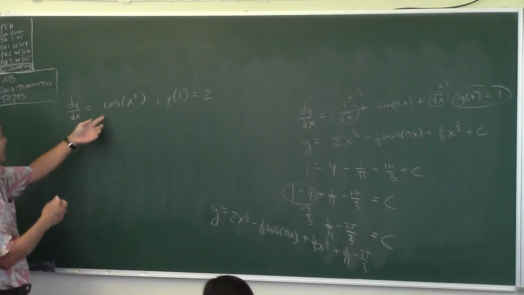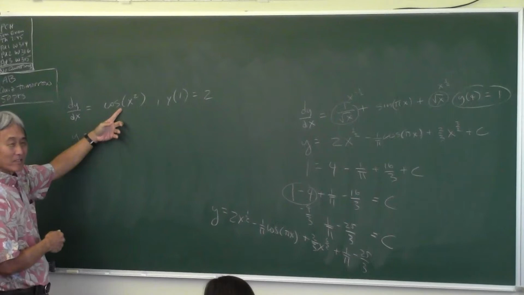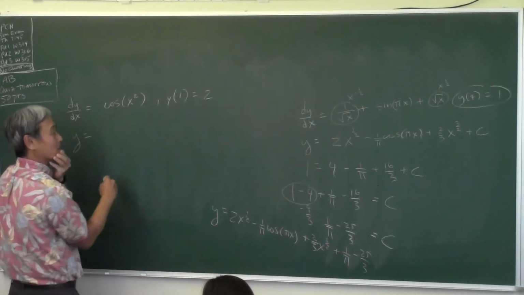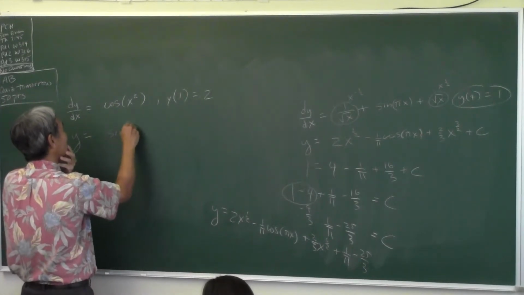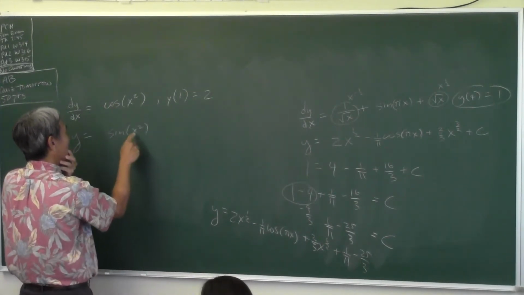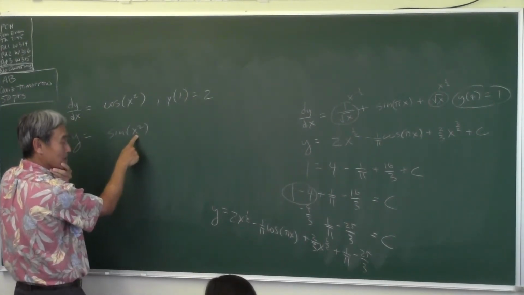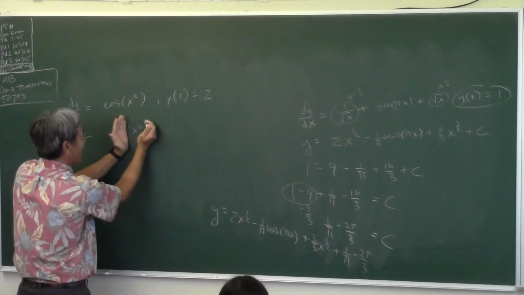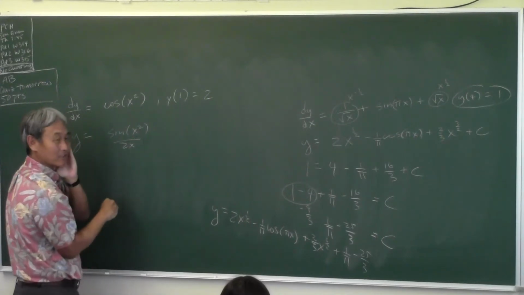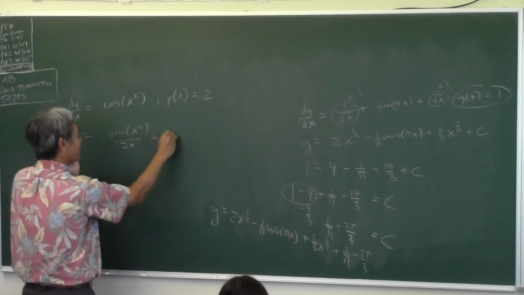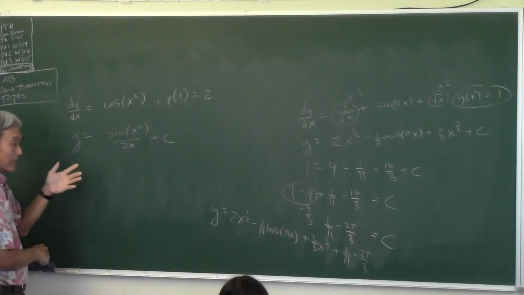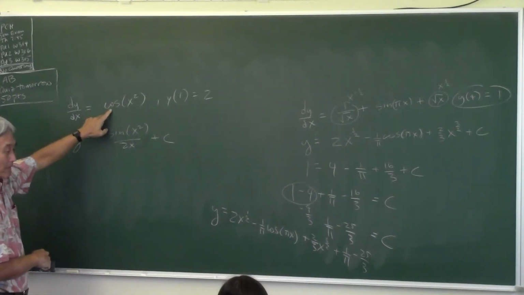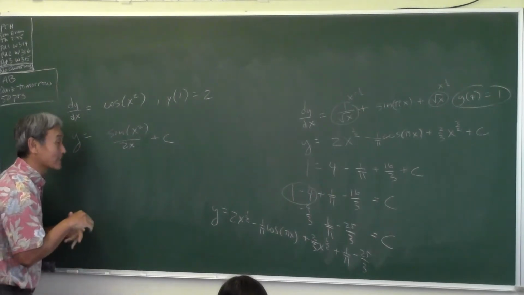Now, can I just look at this and figure out what the antiderivative of this is? Can I go, oh, this is cosine box, so the antiderivative should be sine box. But what's the derivative of the box? 2x, so can I just go over 2x then, plus c? Does that work? If I take the derivative of this, will I get that? And the answer is no, you cannot do that.